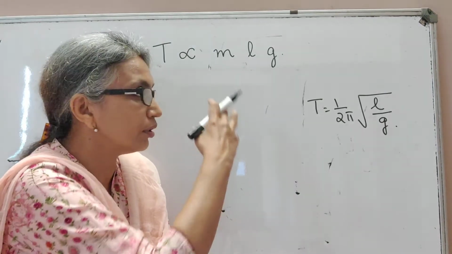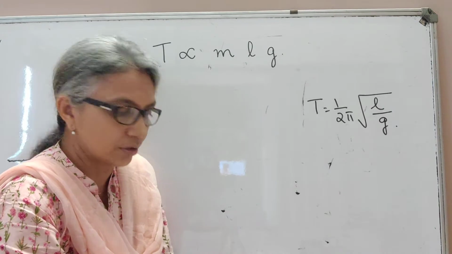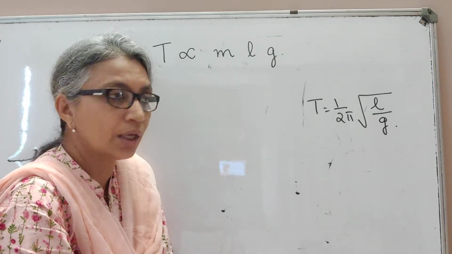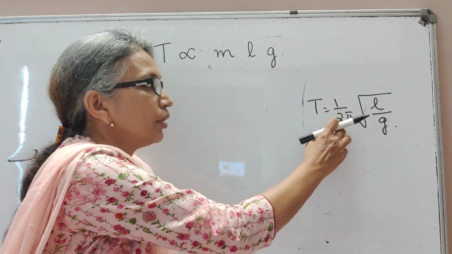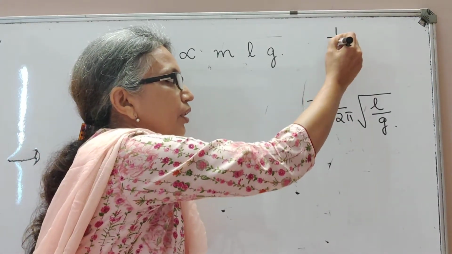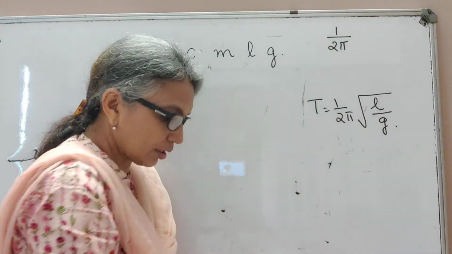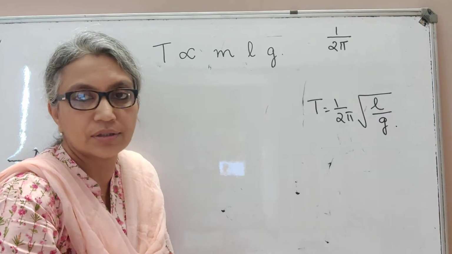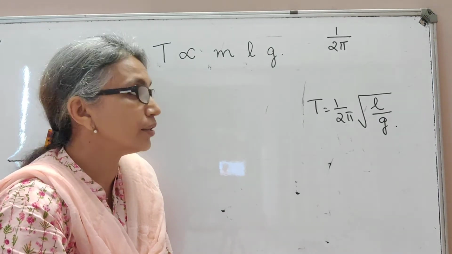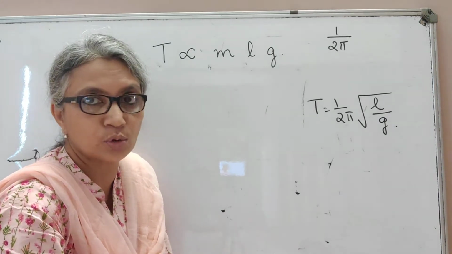For that, in the question they'll already give you the constant. So here in the question they've already told you that the constant of proportionality is 1 by 2 pi. That is already given in the question. When I read the question, I didn't read that, but the constant is already given to us. They said that the constant of proportionality is 1 by 2 pi.